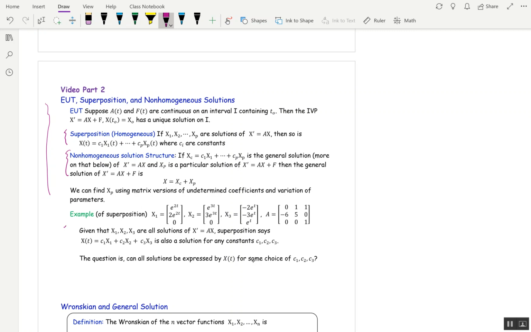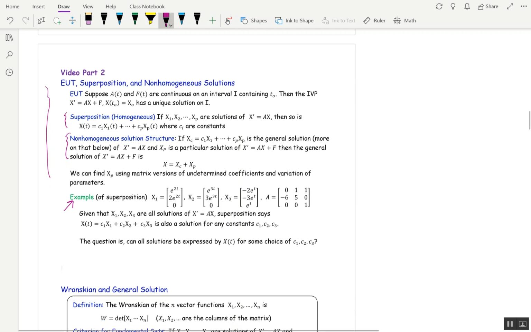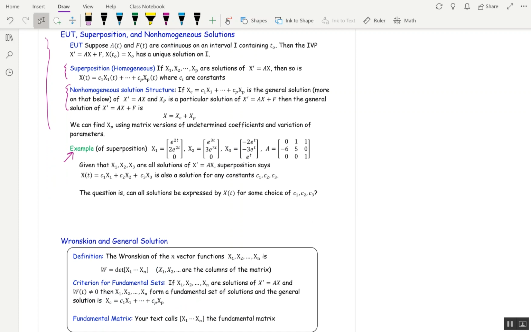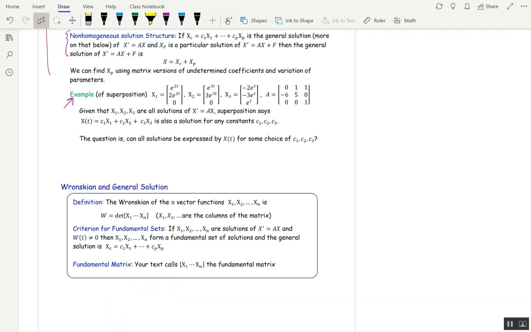Here's an example of superposition for the homogeneous. And we also have the Wronskian, which there's a slight change here in the Wronskian definition. So the criterion for fundamental sets is the same. You have a fundamental set if the Wronskian is not equal to 0, but before, the Wronskian was the determinant y1, y2, y1 prime, y2 prime. Now the Wronskian is just the determinant of the solutions going in as column vectors. So you don't take any derivatives.